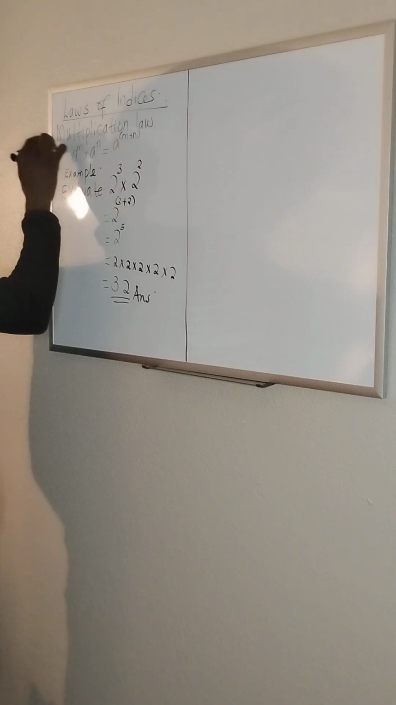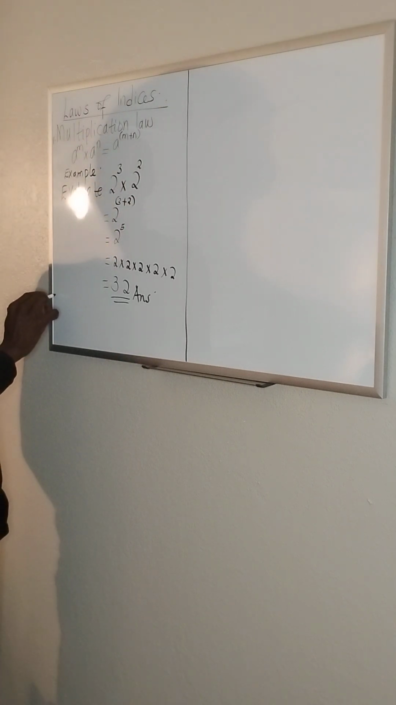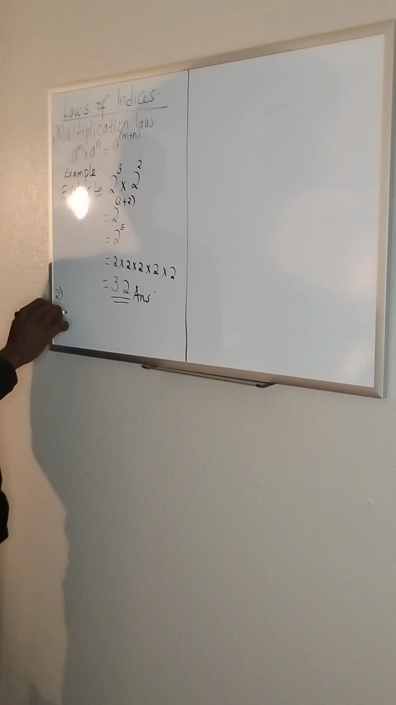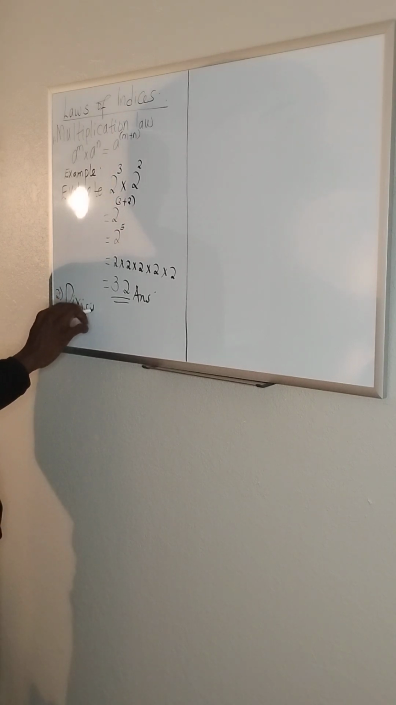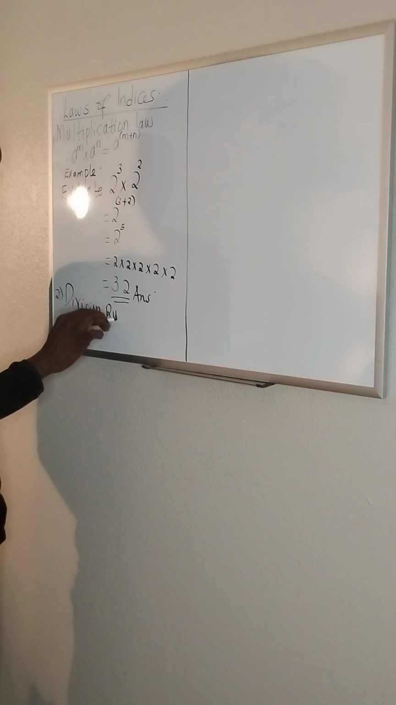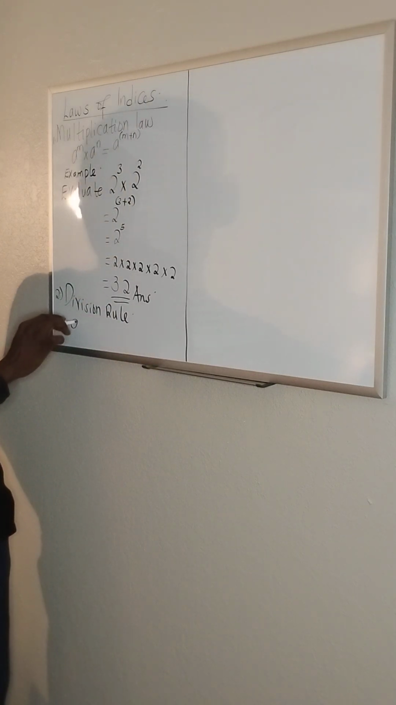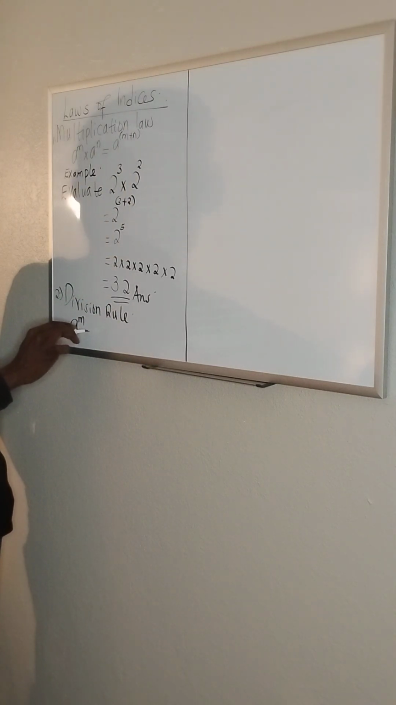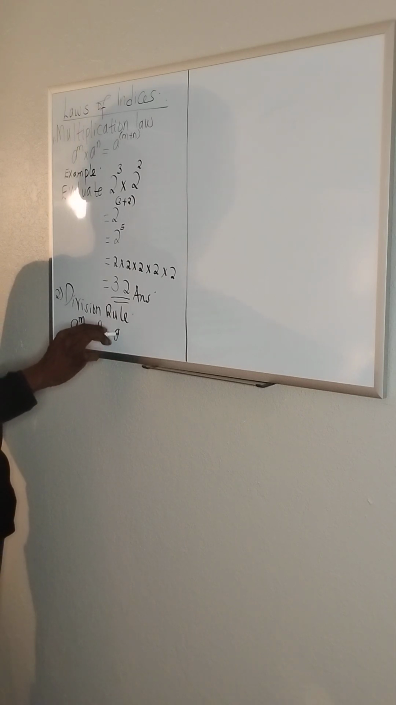The second law of indices is what you're calling the division law. So for the division law, you go on and say division rule or division law of indices. It says that if we are dividing and the bases are the same, then we subtract the powers. a raised to the power of m minus n.